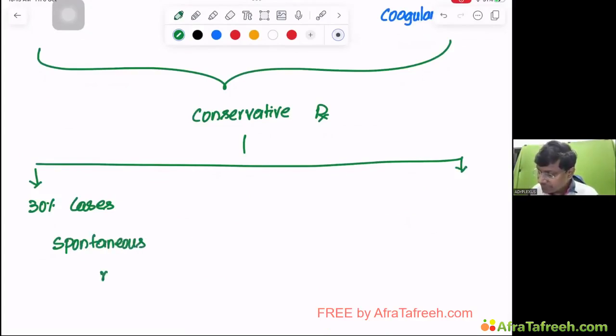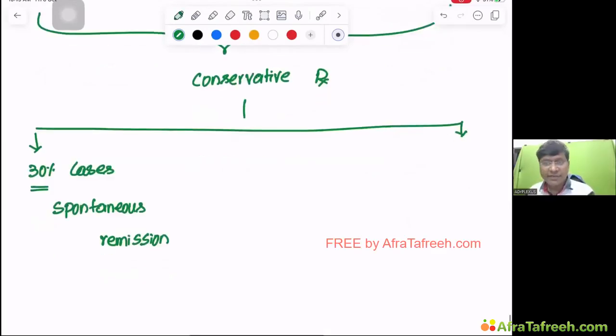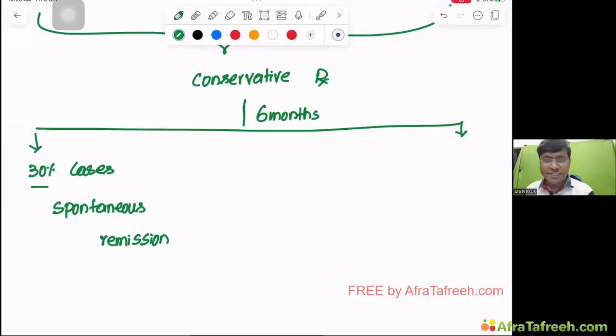They don't require the immunosuppressive drug. Spontaneous remission may develop even in those with heavy proteinuria, in almost 30% of cases. That is the reason why we don't give immunosuppressive agents immediately. So we give almost 6 months of conservative treatment. So how many days do we give this conservative treatment? This conservative treatment is given for 6 months.